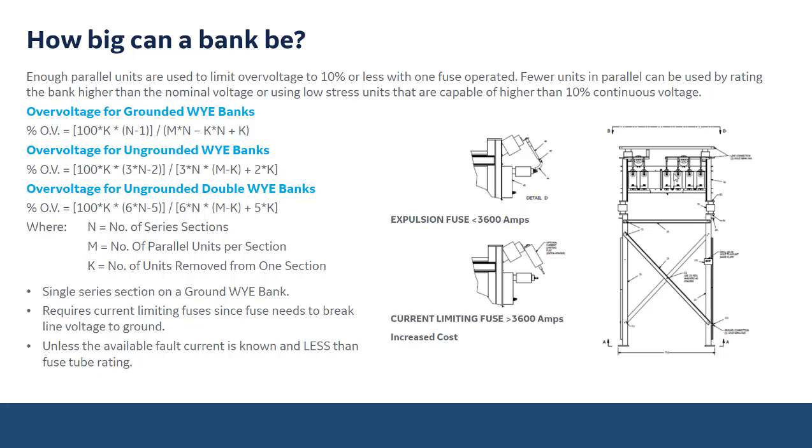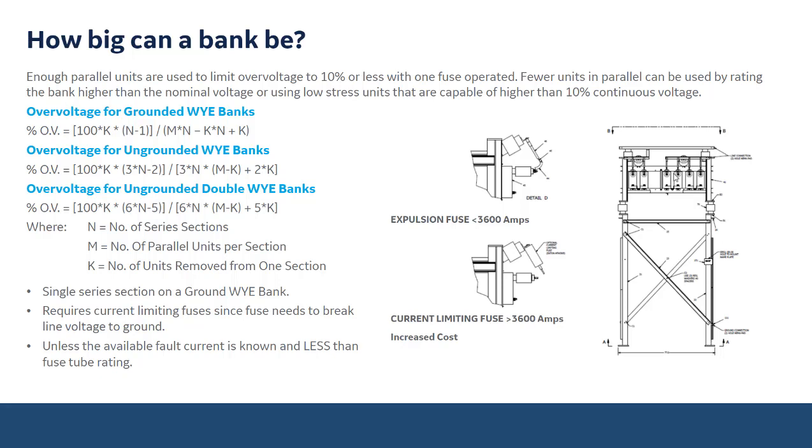And here I'm running through the overvoltage calculations for the grounded Y bank, the ungrounded Y bank, and then the ungrounded double Y bank, where the single series section on a grounded Y bank requires current limiting fuses, since fuses need to break the line voltage to ground, unless the available fault current is known and less than that fuse tube rating.